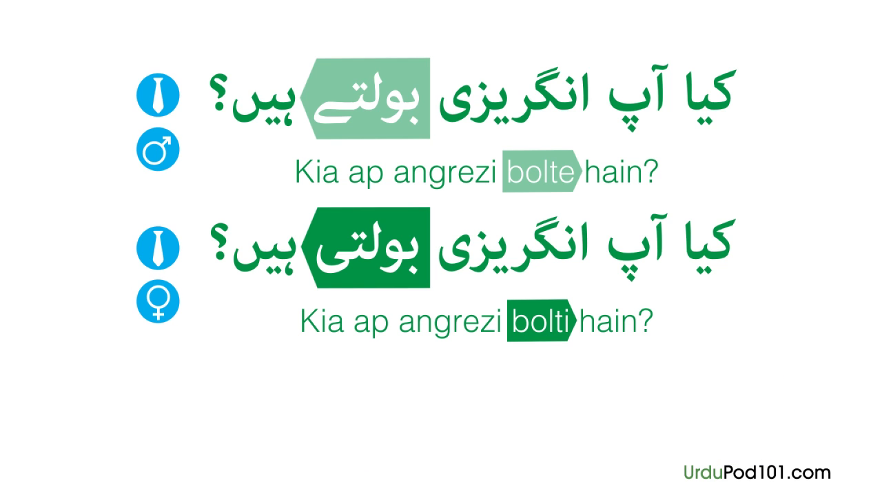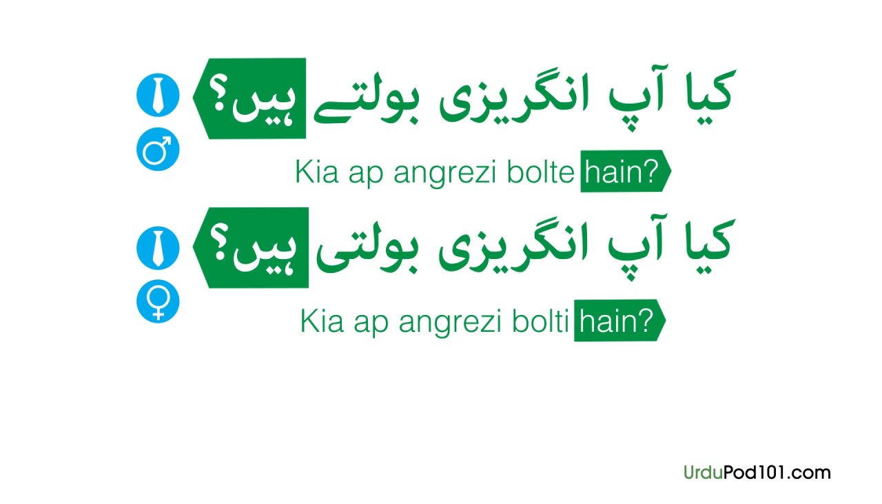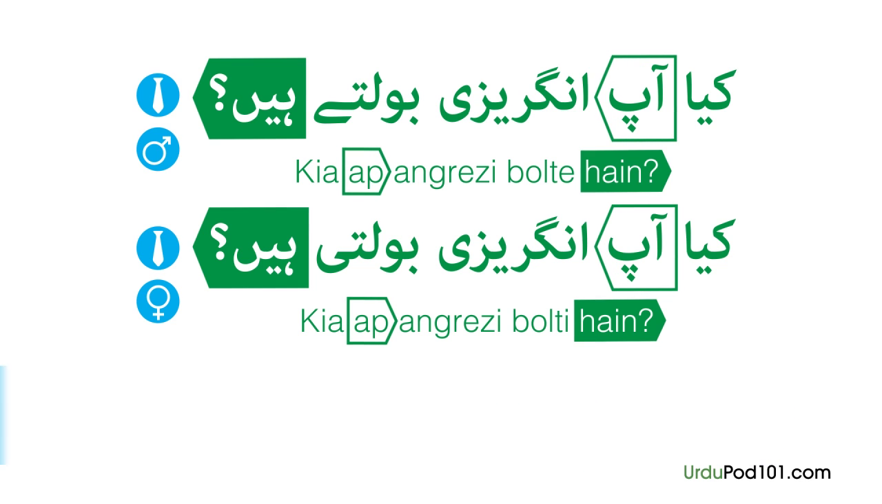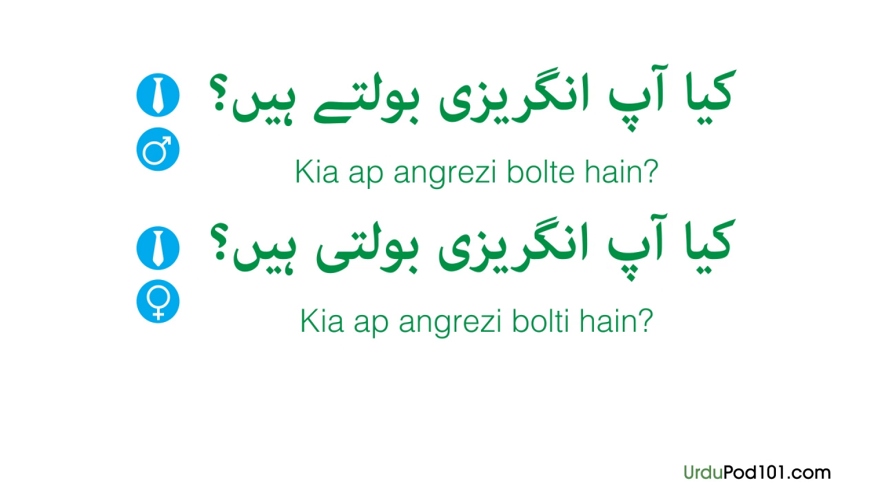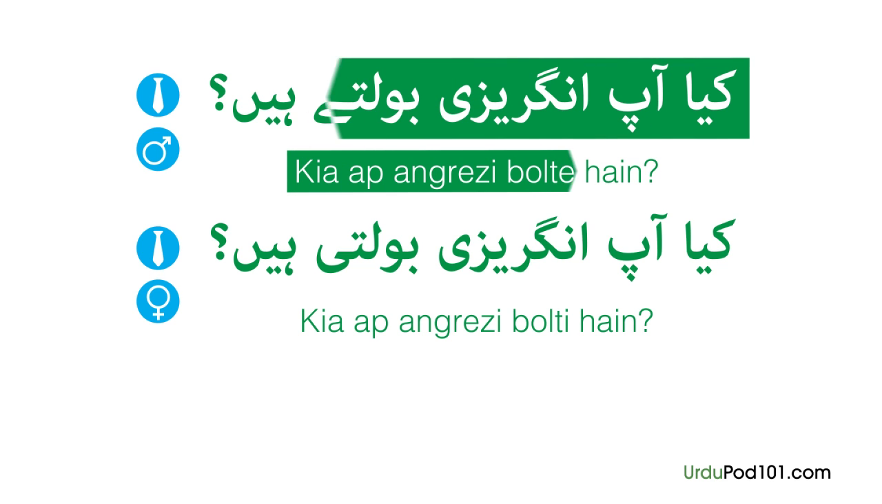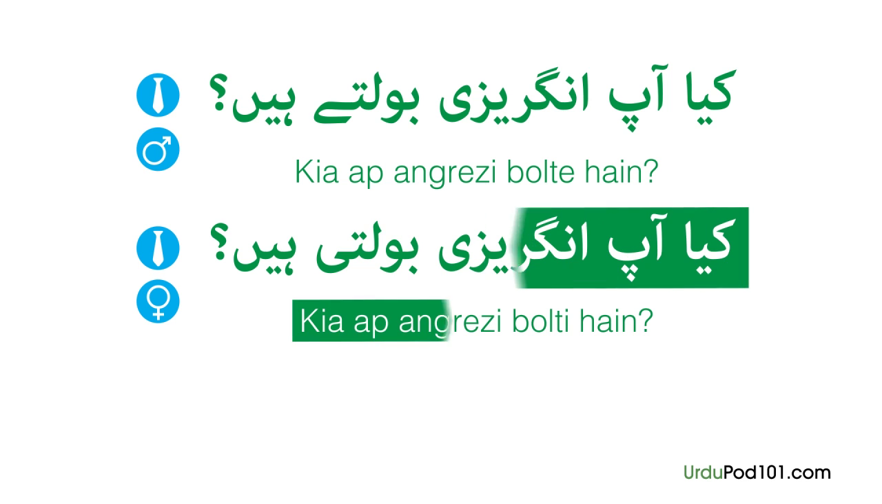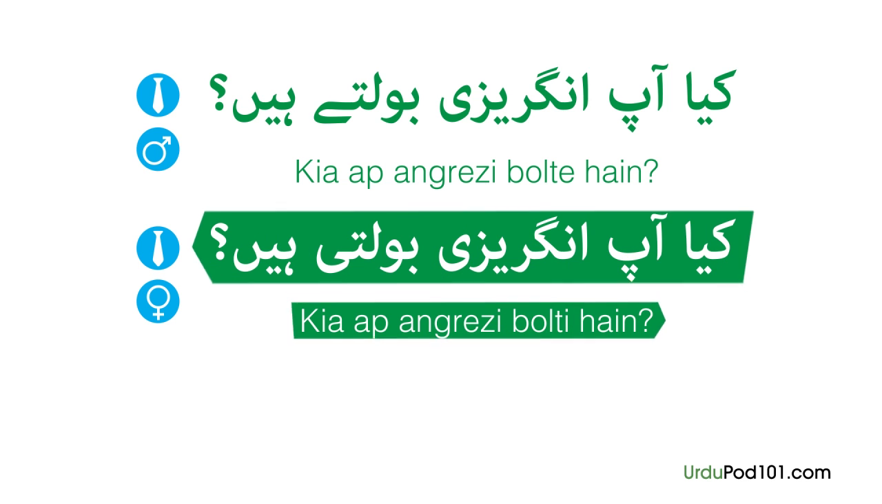And finally, we have हैं. हैं is a sentence-ending particle used with आप. Once more, when asking a man, it's क्या आप अंग्रेजी बोलते हैं? And when asking a woman, क्या आप अंग्रेजी बोलती हैं?